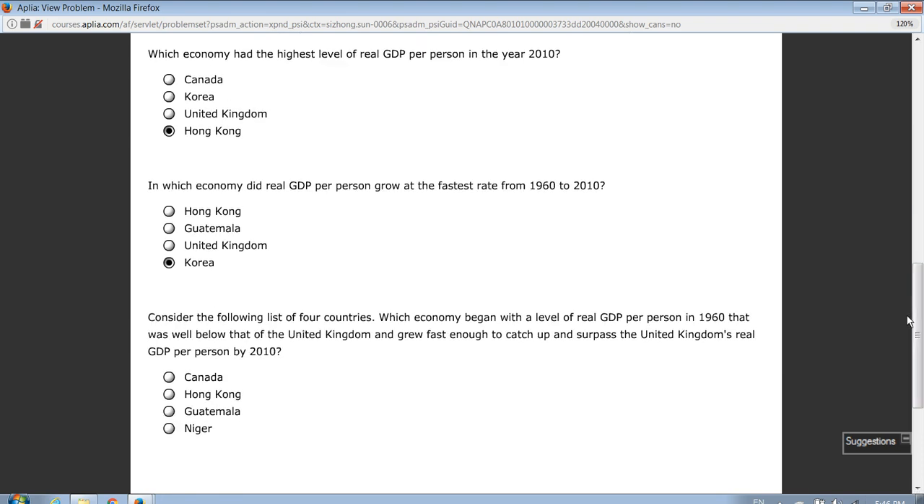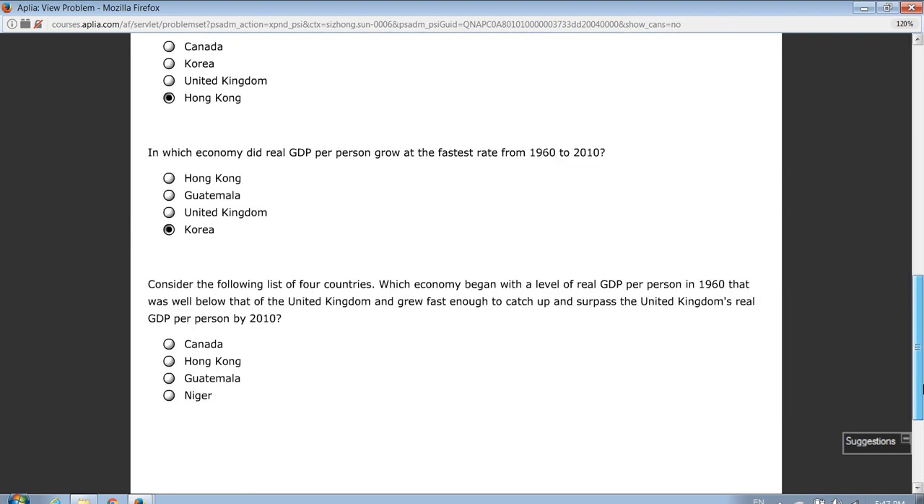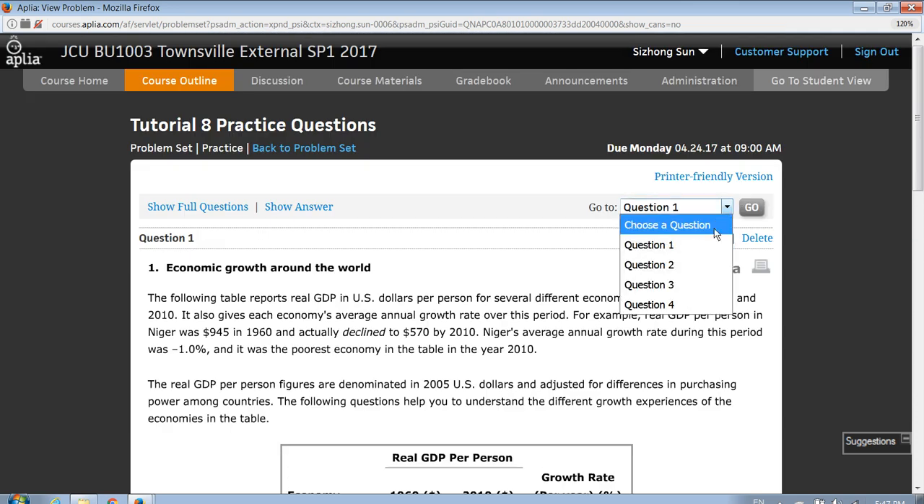Consider the following list of 4 countries. Which economy began with a level of real GDP per person in 1960 that was well below that of the United Kingdom and grew fast enough to catch up and surpass the UK by 2010? So in 1960 it is below the UK and in 2010 it is higher than the UK. So this is Hong Kong. Okay, that's question 1. Question 2.